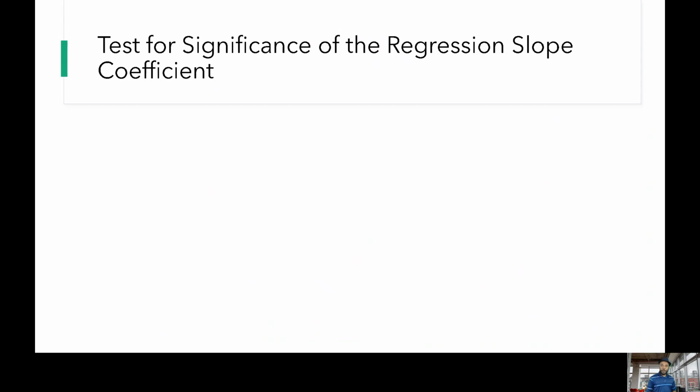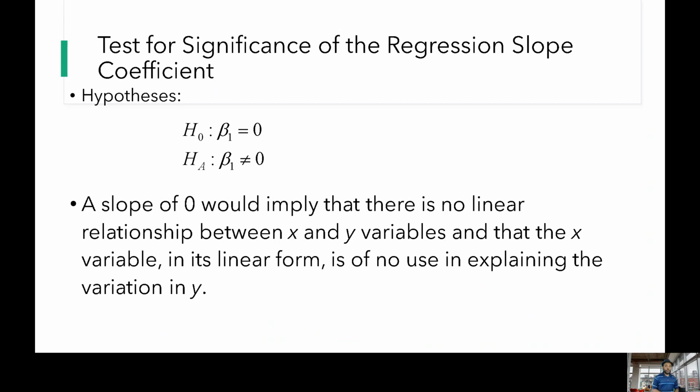Next, we can use statistical inference, that is hypothesis testing, to draw conclusions about how the population of Y values relates to the population of X values based on the sample of X and Y values. So here's the hypothesis. Our null hypothesis is that beta 1 is equal to 0, and the alternative is that beta 1 is not equal to 0. The slope of 0 would imply that there is no linear relationship between X and Y variables, and that the X variable in its linear form is of no use in explaining the variation in Y. So if B1 is equal to 0, our predicted value of Y is simply the average of Y, which is the intercept.